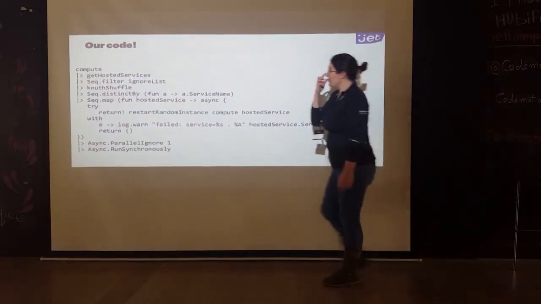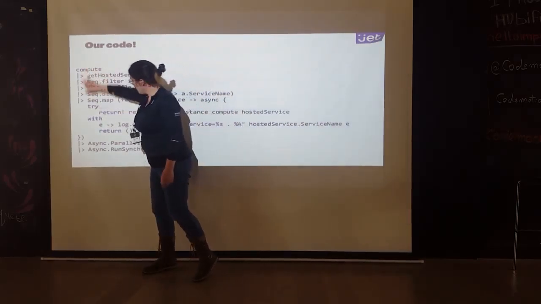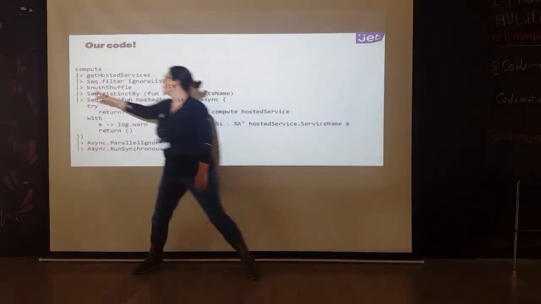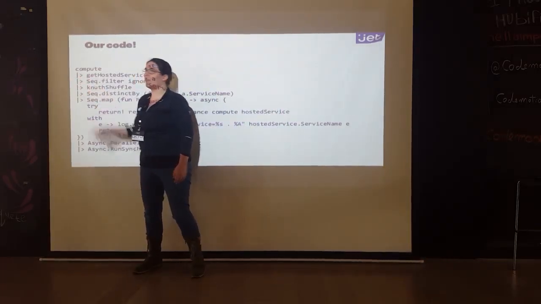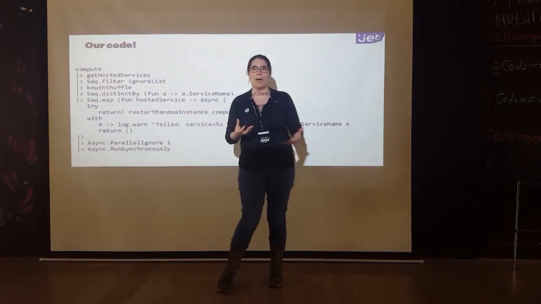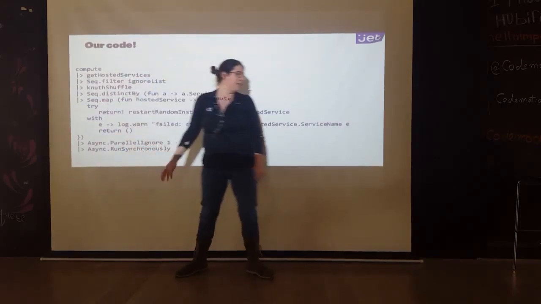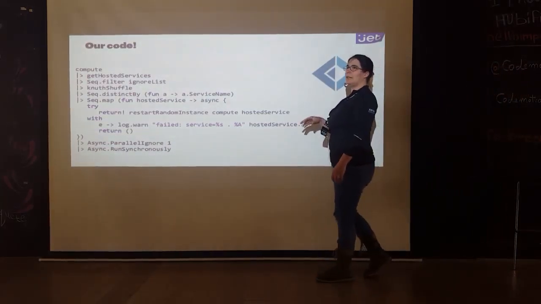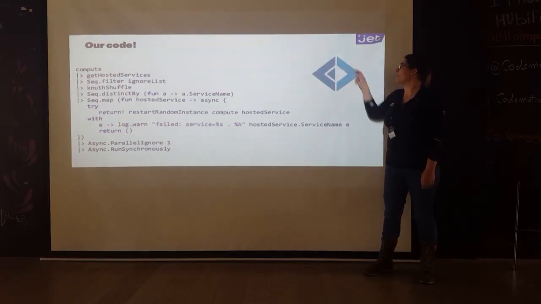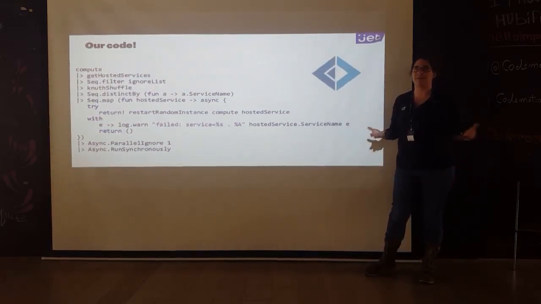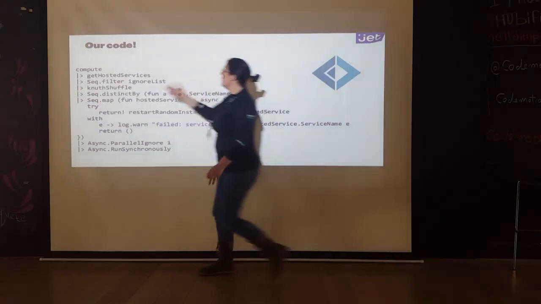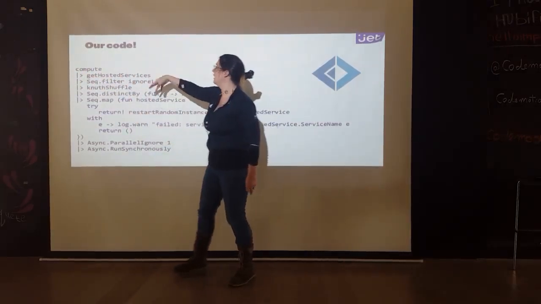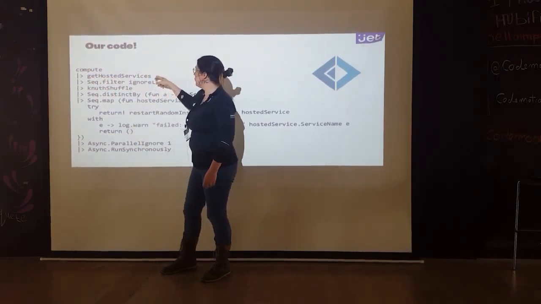Now, I told you guys about piping. This is a chain of pipes here. F-sharp, in addition to the actual pipe, the greater than symbol, those together are how you pipe in F-sharp. But it is very, very important, and in fact, a year or so ago, two maybe, the F-sharp community redesigned their logo and took the piping symbol as inspiration. But so what we're taking is that Azure Compute client information, we're getting all of the hosted services.